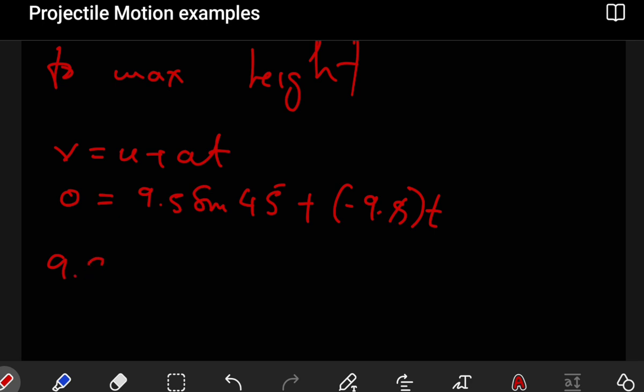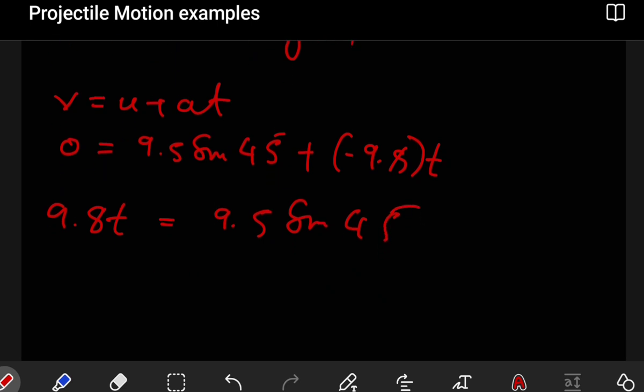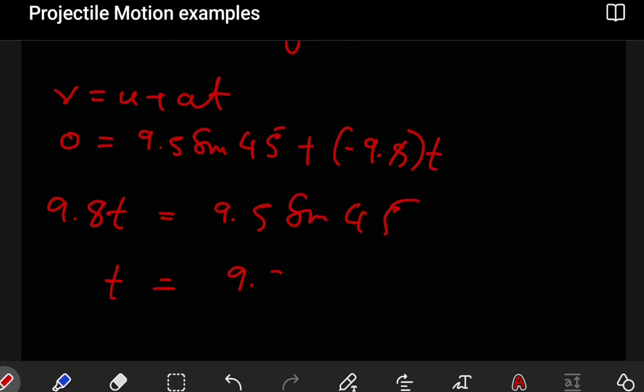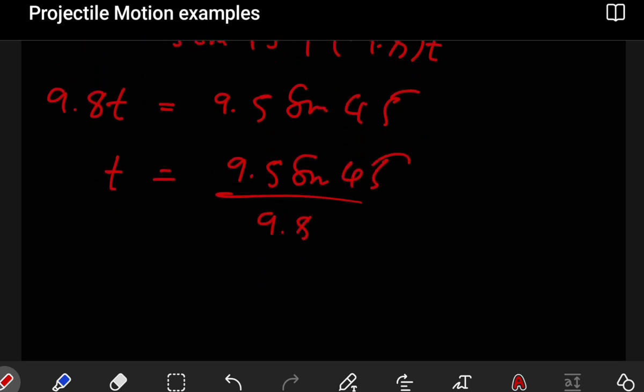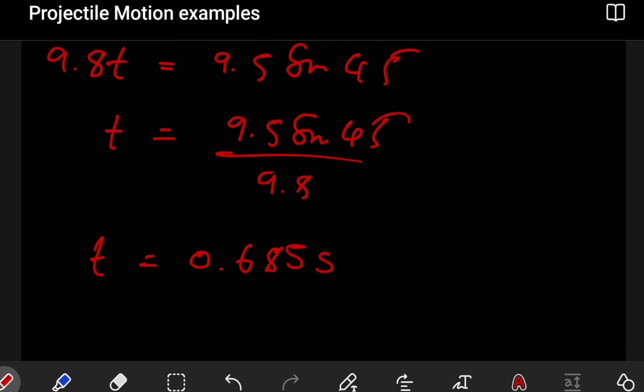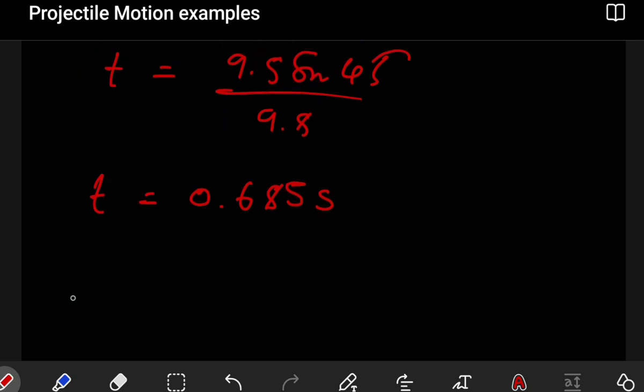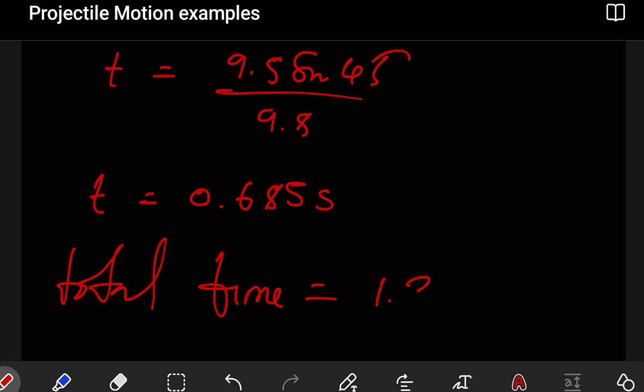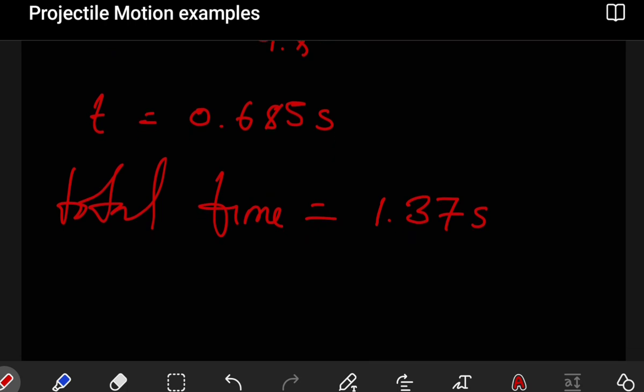So in this case, let's do the math. We get the 9.8 coming here, 9.8t equals 9.5 sine 45. Then divide both sides by 9.8, so that we have t equals 9.5 sine 45 divided by 9.8, which is 0.685 seconds. So this is the time for going up. But since he lands at the same level, the time for going up is the same as the time for coming down, so the total time, in this case, will be just double this, and we get 1.37 seconds. This is his total time.